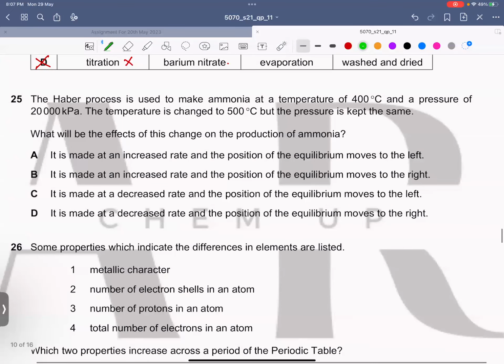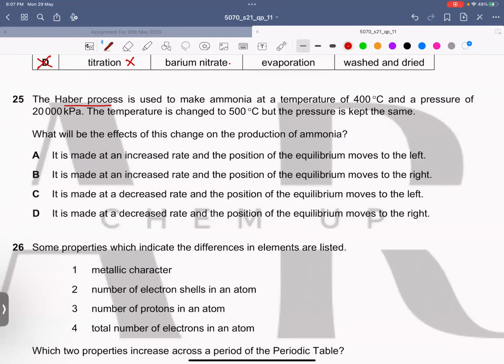Okay. Now, question number 25. The Haber process is used to make ammonia at a temperature of 400 degrees Celsius and pressure of 20,000 kilopascals. The temperature is changed to 500 degrees Celsius and the pressure is kept the same. What will be the effect of this change on the production of ammonia?